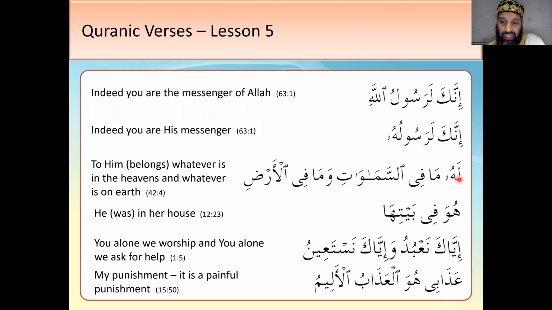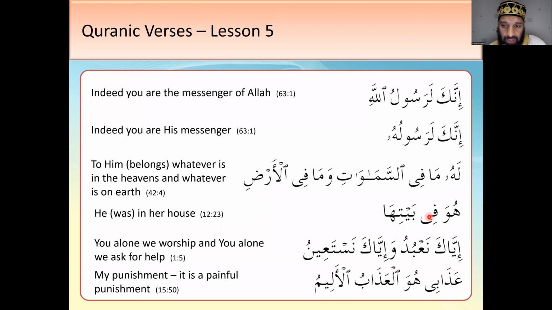Okay, lahu, to him, ma fis samawati, to him belongs what is in the heavens, wa ma, and what, fi, in, al-ardi, again, majroor because of the fi, in the earth, right? Lahu, to him belongs ma fis samawati, what is in the heavens, wa ma fil ard, and what is in the earth. Ma has different meanings as well. Sometimes it means what, sometimes it means not.